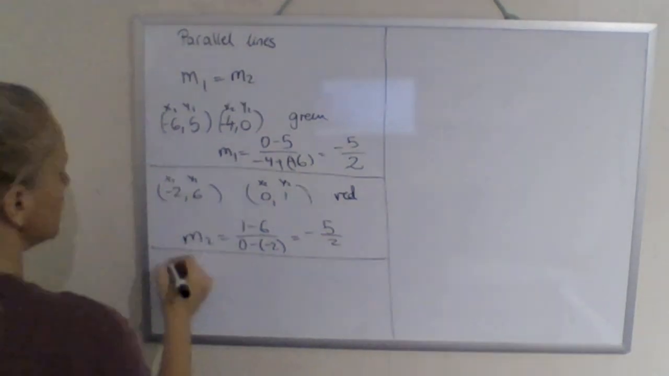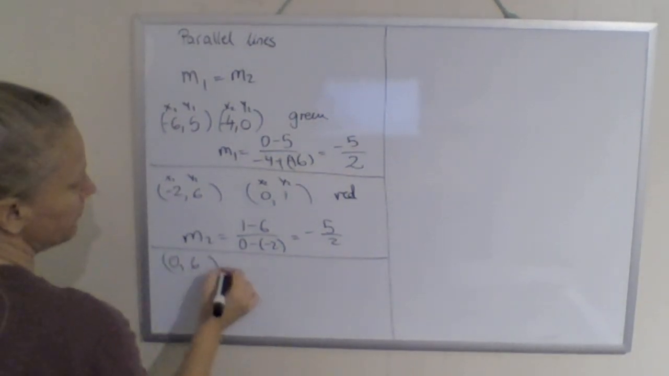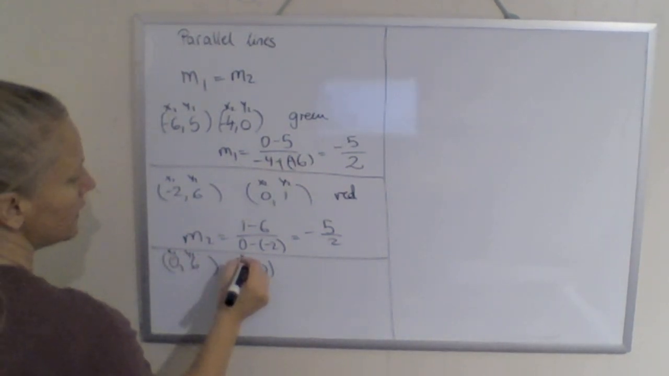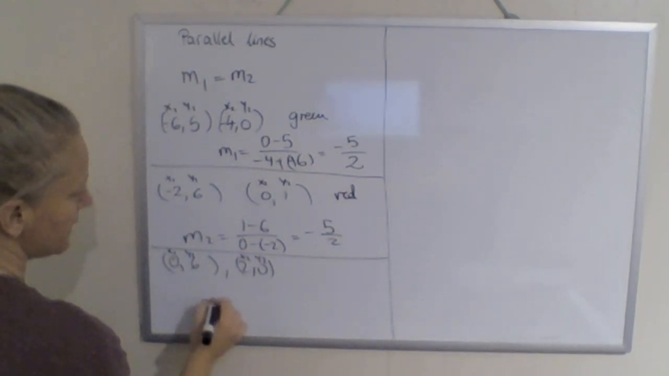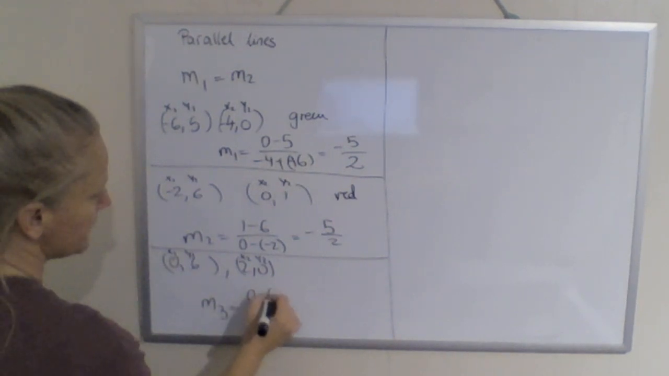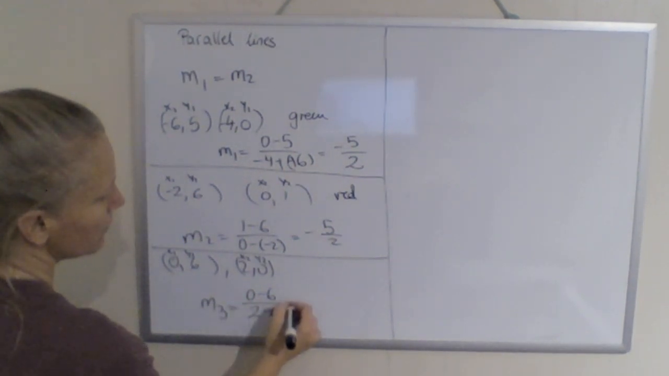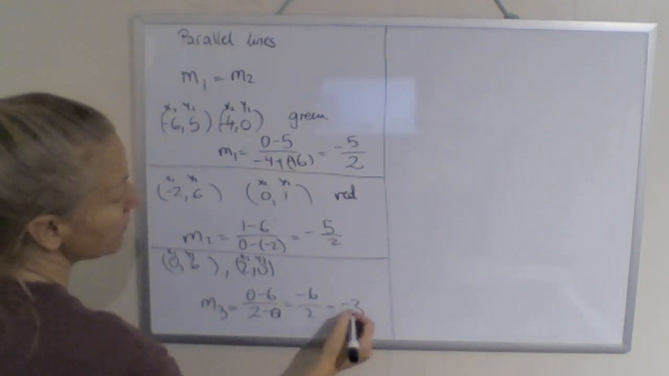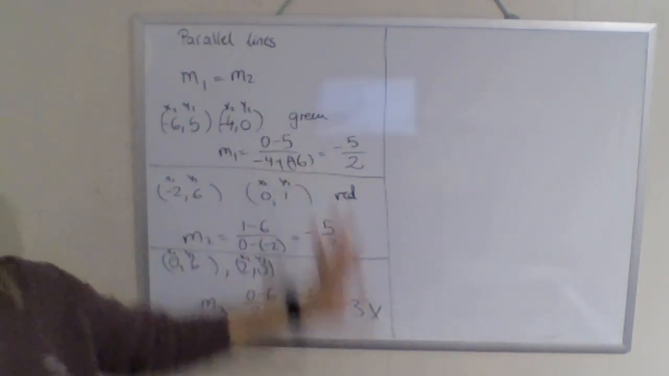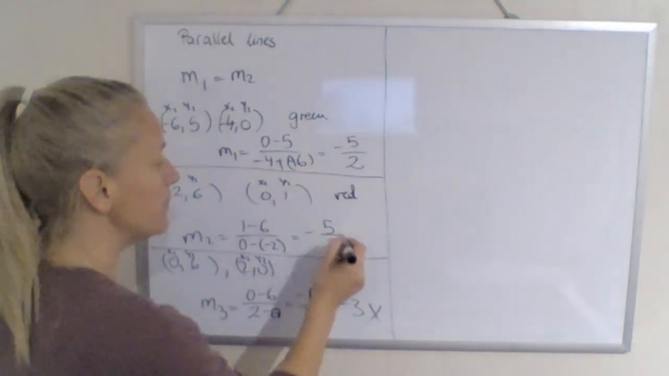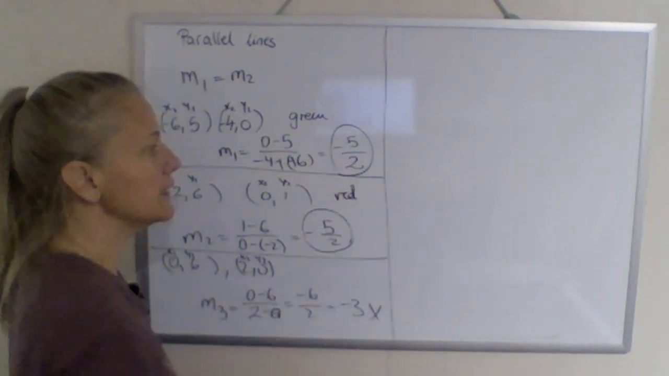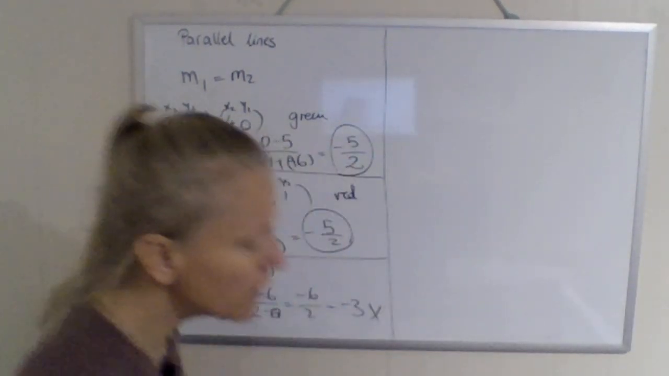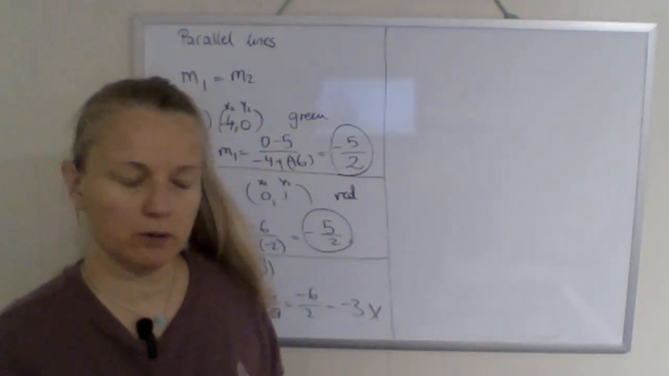0, 6, and 2, 0. x1, y1, x2, y2. My slope 3 is 0 minus 6 over 2 minus 0. -6 over 2, which is -3. Only the green and the red lines are parallel. Why? Because their slopes are equal to each other. So that's how you check if 2 lines are parallel. You calculate the slopes and you make sure they are equal to each other.